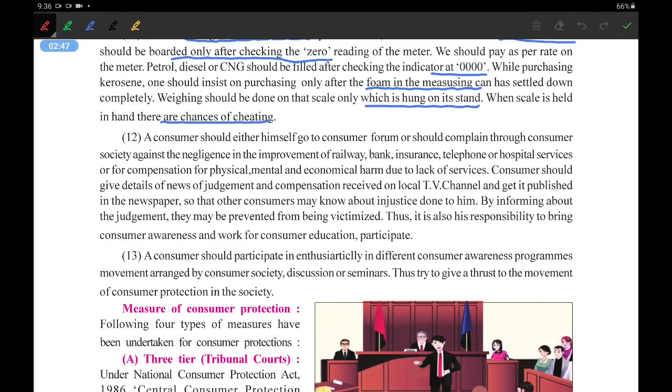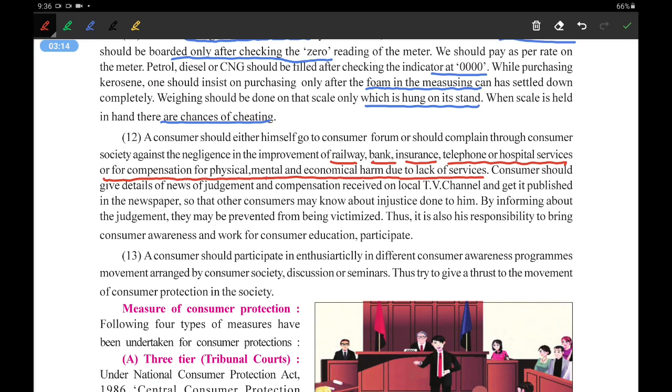The 12th point. A consumer should either himself go to the consumer forum or should complain through a consumer society against negligence in the services of railways, banks, insurance, telephone or hospitals, or for compensation of physical, mental and economic harm due to the lack of services. Due to all these things, you should always go for the Consumer Protection Act.